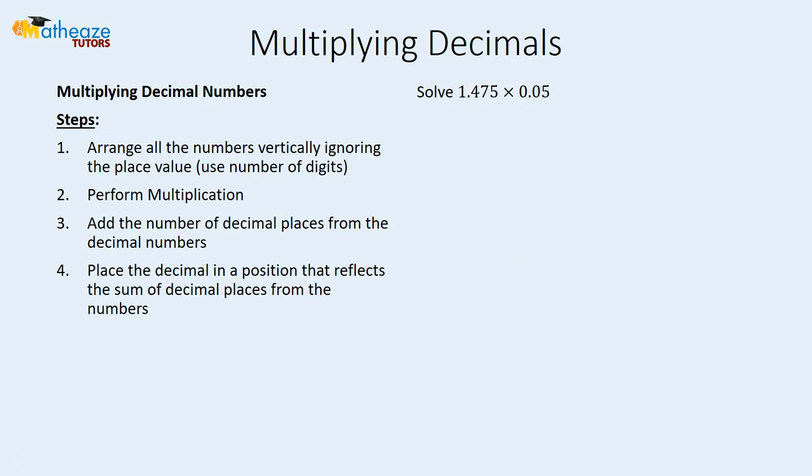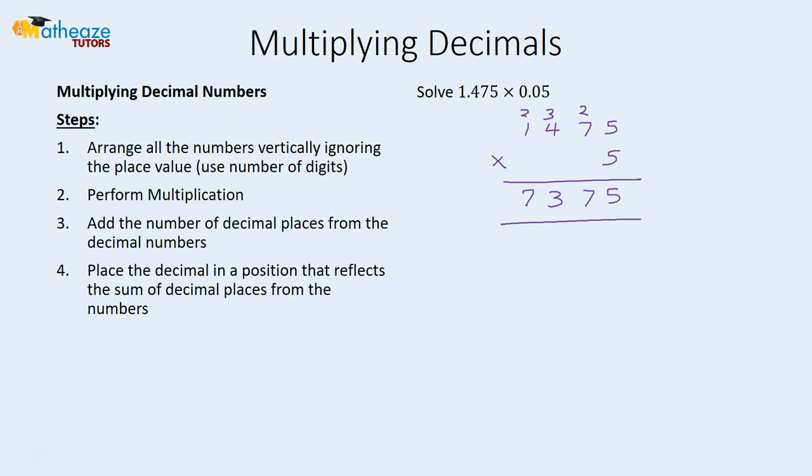And then finally, we have 1475 multiplied by 5. So we have 5 times 5 is 25. You have 5 here and you put a 2 up here. 7 times 5 is 35 plus 2, 37. We have a 7. We take the 3 up here. 4 times 5, 20 plus 3, 23. And then we put a 2 up here. 1 times 5 is 5 plus 2 is 7.